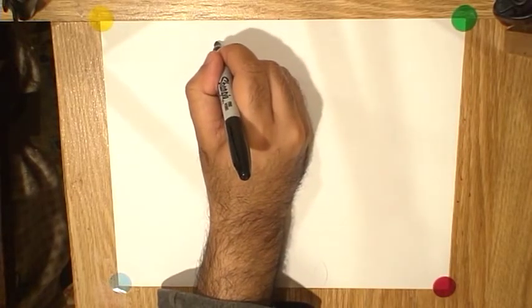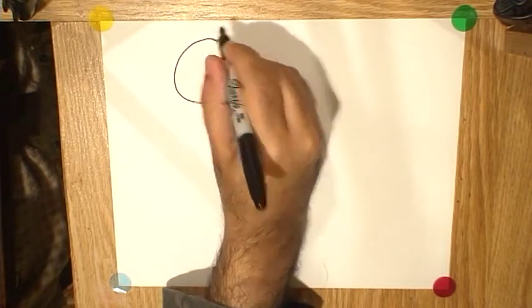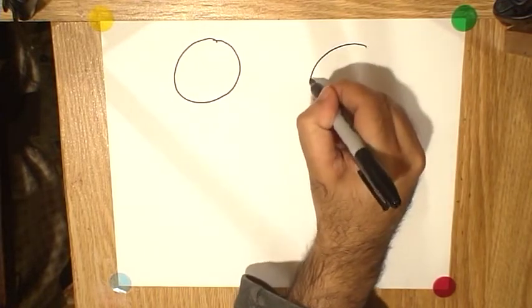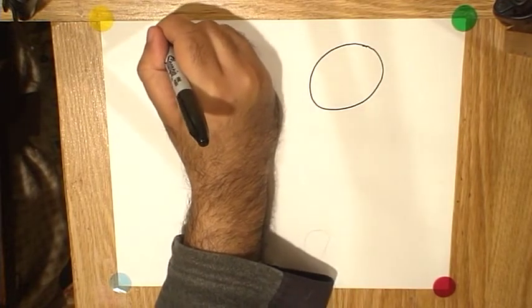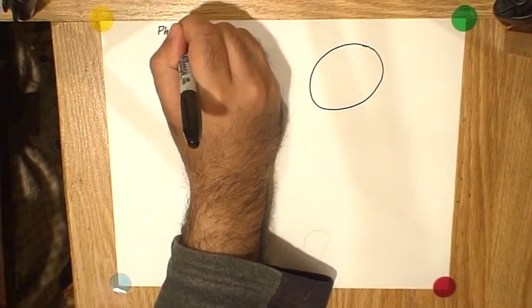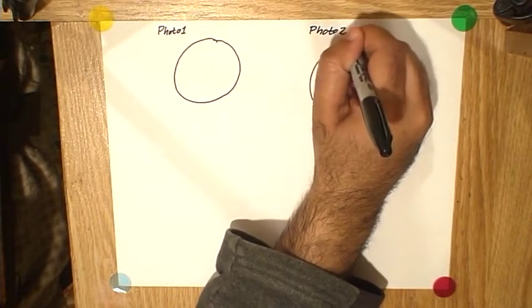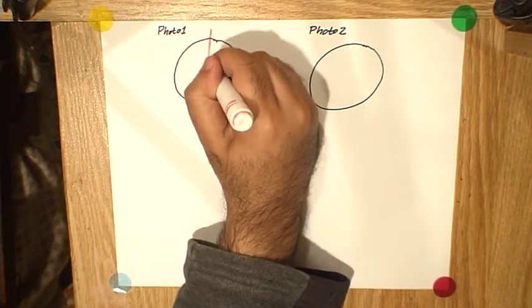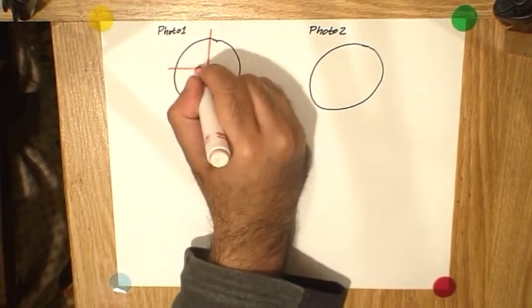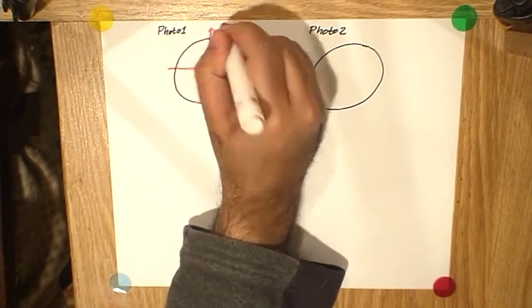Let's draw the turntable at two different positions. So here is photo 1 and here is photo 2. I'm going to set my axes as before.